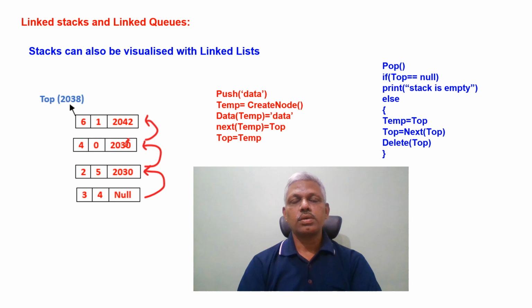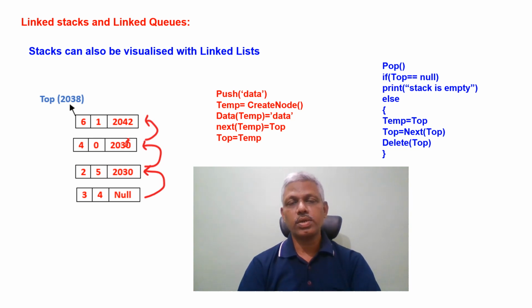Similarly, when it comes to the deletion or pop operation in the stack, we need to check whether the stack is empty or not. Stack is empty provided top is equal to null. So if top is equal to null, print stack is empty. Else, whatever top node is there, head node is there, that has to be removed. So top is taken to temp, and top is adjusted to next of top.